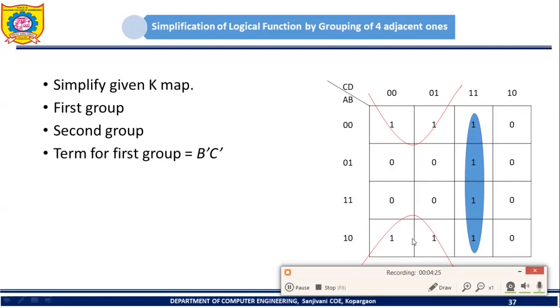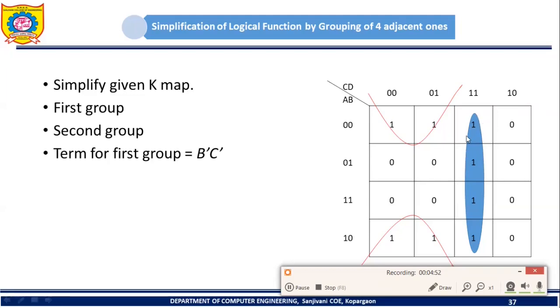So for this group, only 2 variables, B and C, remain constant, and value of B and C are 0, 0 for this particular group. So that's why the term corresponding to this group can be obtained by performing AND operation between B prime and C prime.